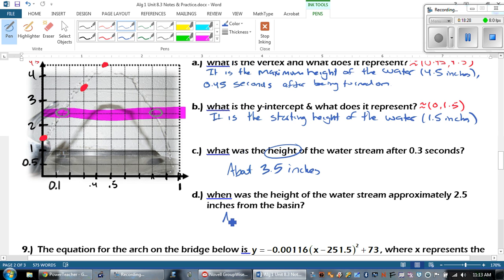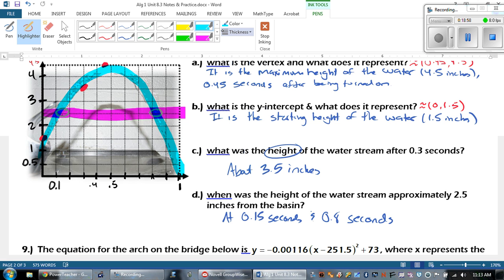So I would say the first one was about in between 0.1 and 0.2, so at 0.15 seconds, and the other one's right about there, and that's right about 0.8. Okay, and that makes sense because it's going to go up, it's going to hit, and then it's going to go down and it's going to hit again. Okay? All right, that was it for that problem.